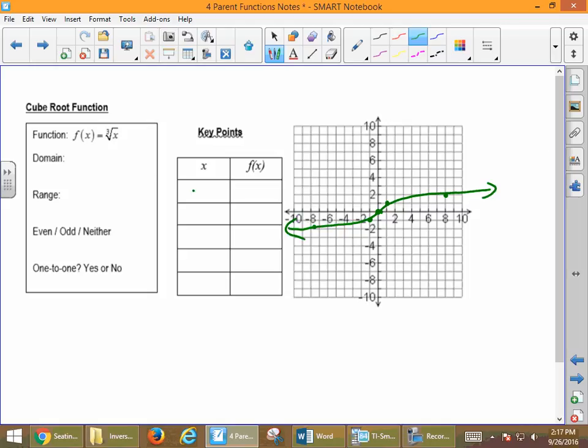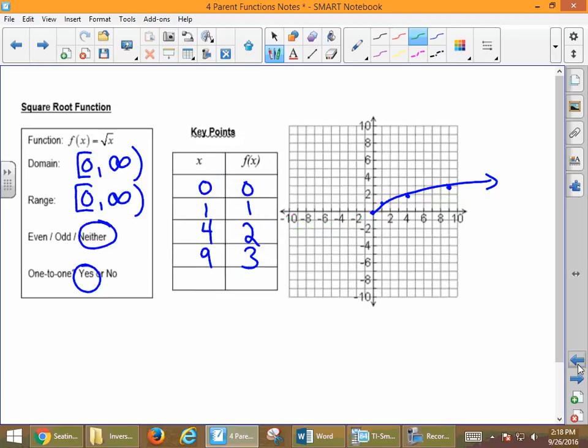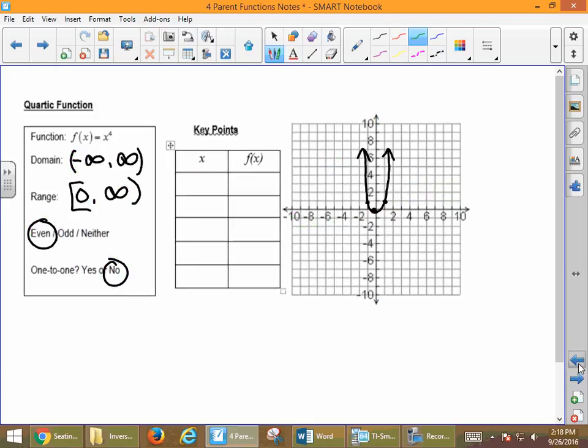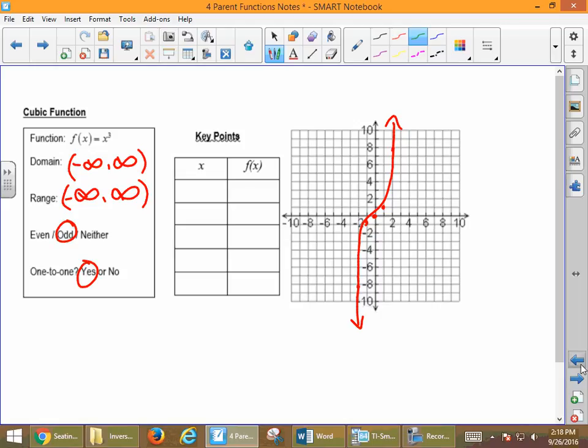So it's negative 8, negative 2, negative 1, negative 1, 0, 0, 1, 1, positive 8, positive 2. Does that graph remind you of anything? Well, if we go back here to our cubic function, looks kind of similar, right? Cubing and cube root are inverse operations.